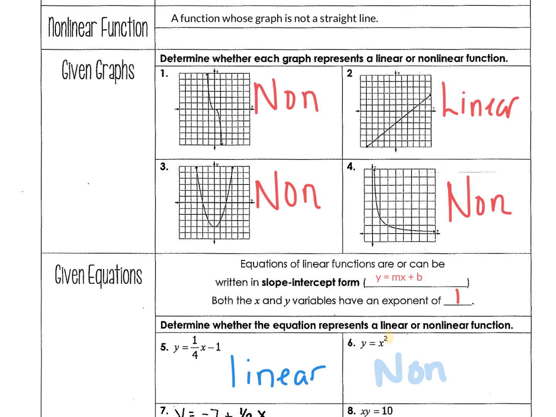If I look at number 8, the x and the y cannot be multiplied together, so this here would be nonlinear. Number 9, already I see this exponent of 2, so that's nonlinear. And here, the x is my exponent, so x can't be an exponent, so this is also going to be nonlinear.